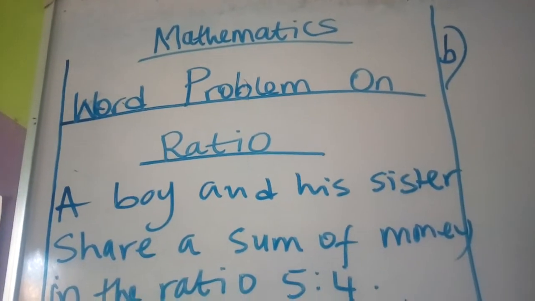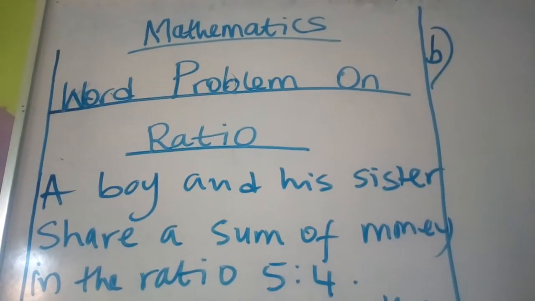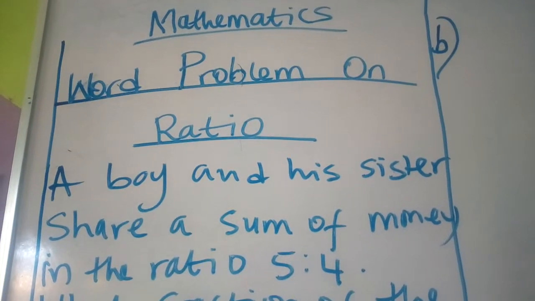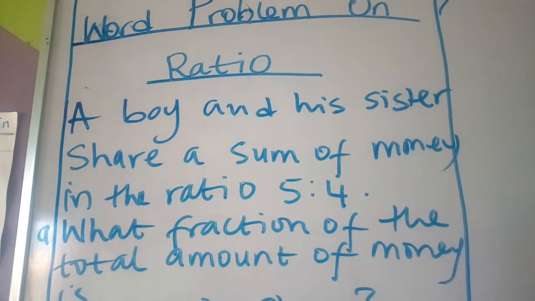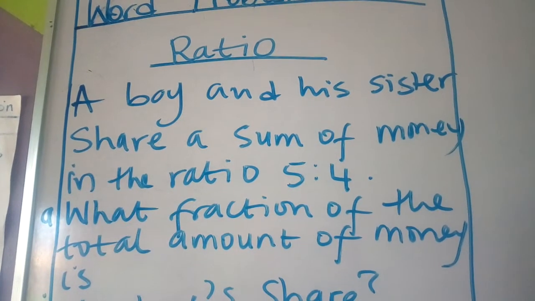Welcome back, children. We are still on ratio word problems. Now we have an example on the board. A boy and his sister share a sum of money in the ratio 5:4.